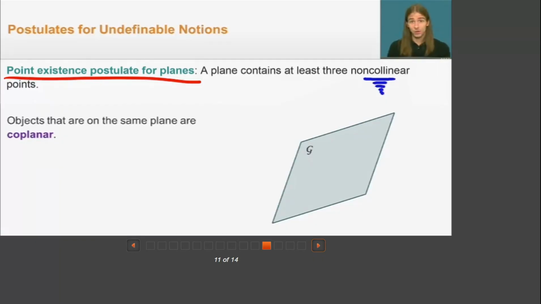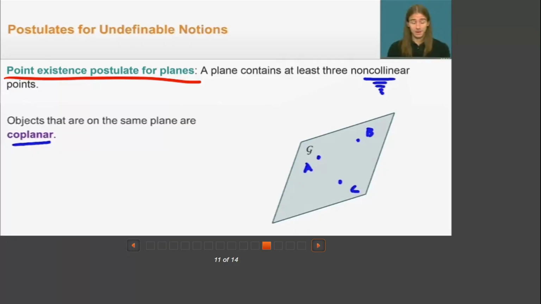So what this postulate is telling me is that on any plane, I can draw 3 points, kind of like the guys I just drew right here, and they're non-collinear because it's pretty obvious, I think, that there's no straight line that's going to go through these 3 points, so they're non-collinear. Objects that are on the same plane, like those 3 points, are called coplanar.